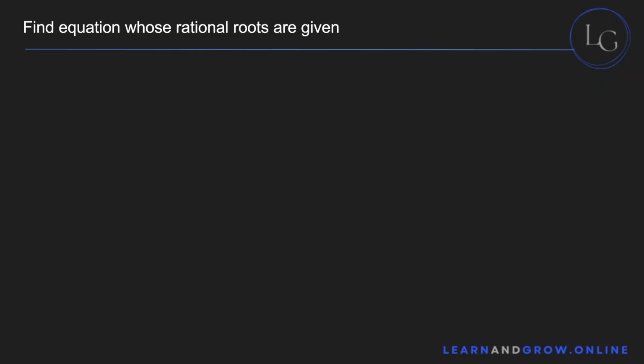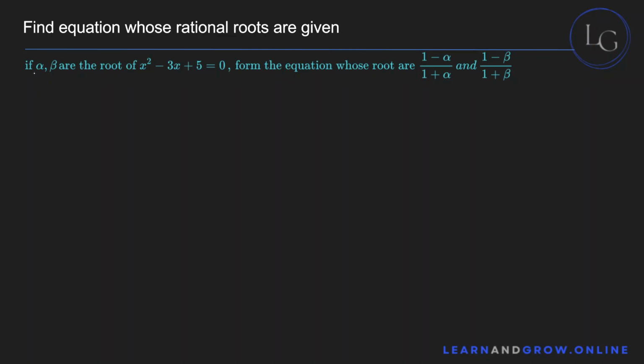Now, we need to find an equation whose rational roots are given. If alpha and beta are roots of this quadratic equation over here, form the equation whose roots are 1 minus alpha over 1 plus alpha and 1 minus beta over 1 plus beta.